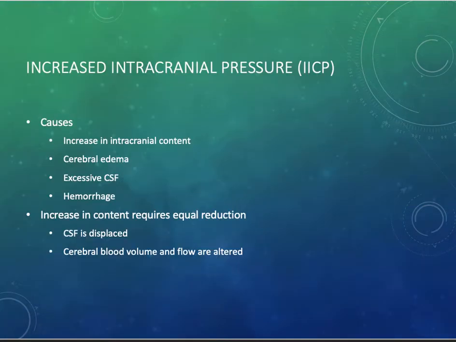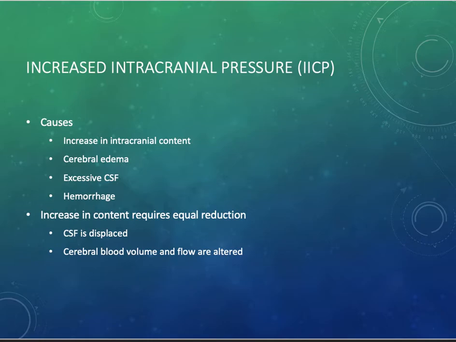All right, so one of the ways we can have severe brain damage is an increase in intracranial pressure. So how do we get increased ICP? Well, we either have an increase in the content in the brain, so say a tumor, okay? Maybe we have cerebral edema. Maybe we have too much CSF. Maybe something's bleeding, and so now we have excess blood in the brain. Anytime you have an increase in the amount of content in the brain, you gotta take that much off, okay? And so it displaces your CSF, and it alters cerebral blood flow.